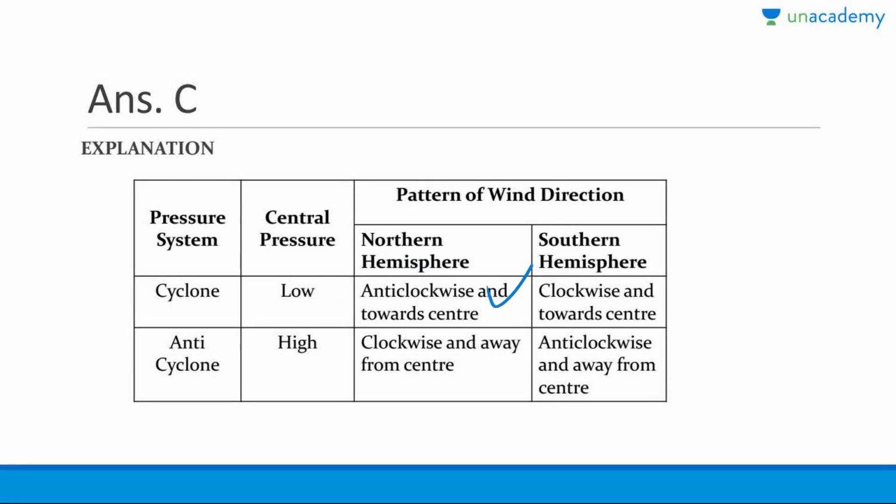In the southern hemisphere it will be clockwise because of the Coriolis force acting in the right and left direction. If it is an anti-cyclone then it will be high pressure, so it will be clockwise and away from the center in the northern hemisphere, and anti-clockwise and away from center in the southern. Okay, in a cyclone it's always towards the center, and in an anti-cyclone it's always away from the center, and in the northern hemisphere it is anti-clockwise in case of cyclone.